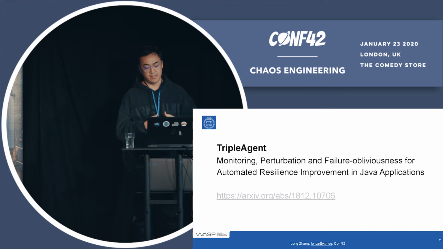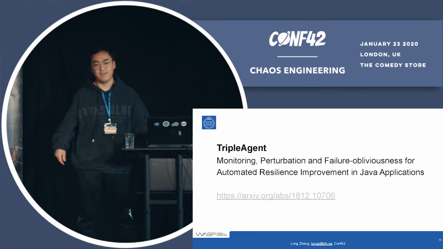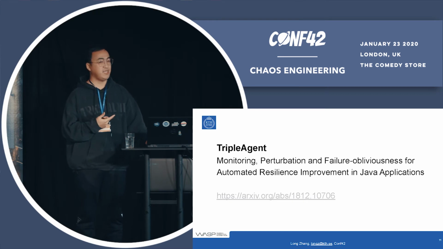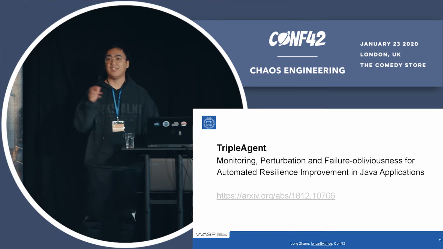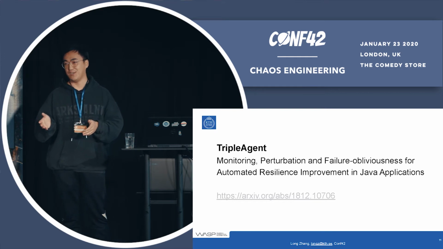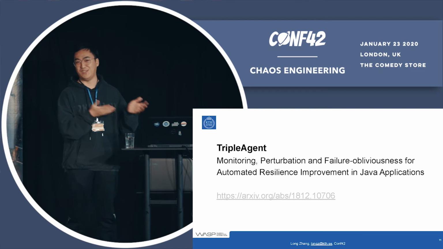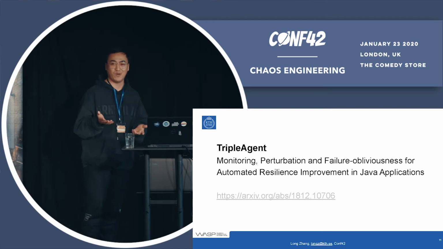This is the second system we developed, called TripleAgent: monitoring, perturbation, and failure-obliviousness for automated resilience improvement in Java applications. I think we could also call it automated resilience improvement suggestions. So we would like to leave these decisions to developers because as a research prototype, you can't directly use it in production. And I think it's even more dangerous.